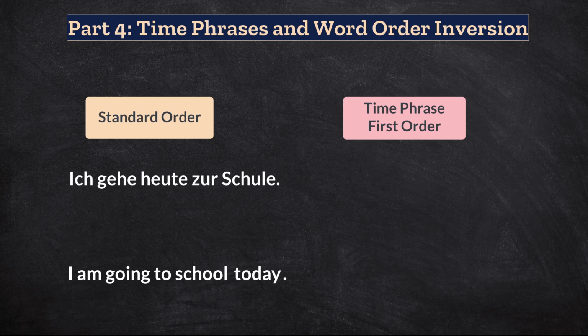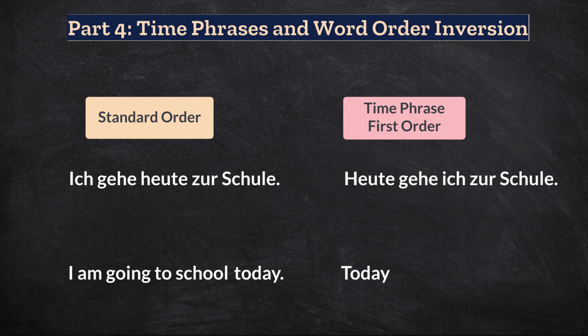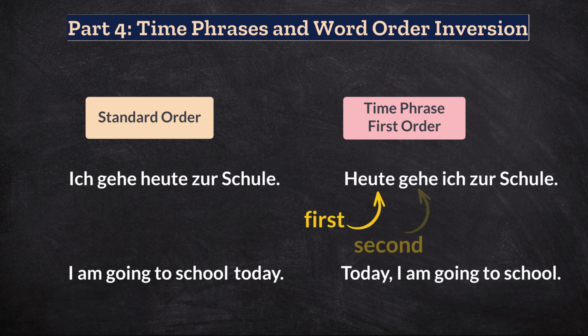If you want to put the time phrase, today, at the beginning of the sentence, you must change the word order. This is called inversion. For example, the sentence changes to, Heute gehe ich zur Schule. that means today, I am going to school. Heute comes first, then the verb, gehe, followed by the subject, ich.